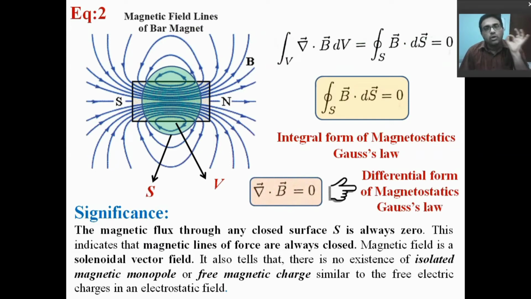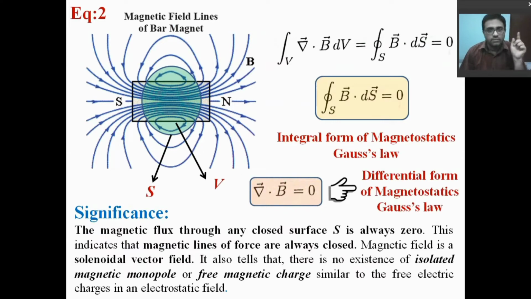It will happen always. Why? So let's tell the significance. Whenever anyone asks what del dot B equal to 0 means, you have to tell that the magnetic flux through any closed surface is always 0, and this indicates that the magnetic lines of force are always closed. That is the important point.